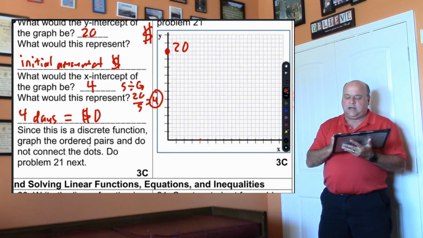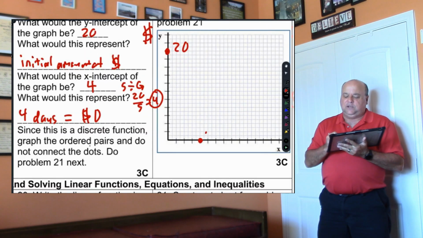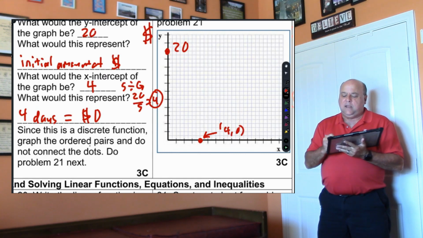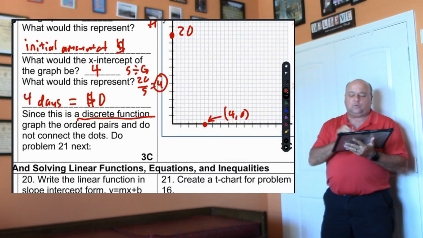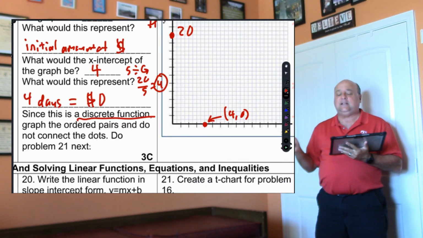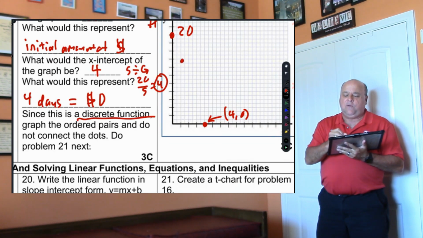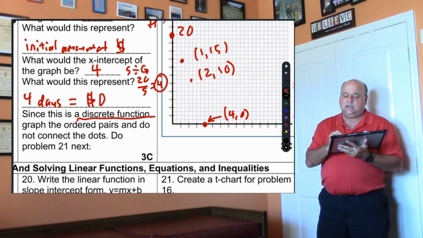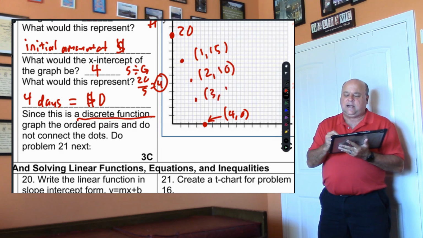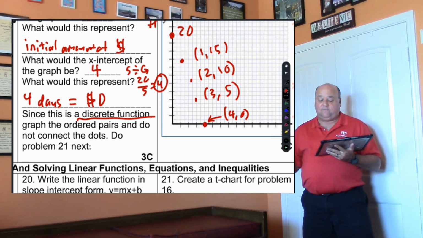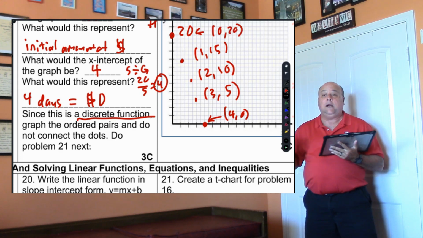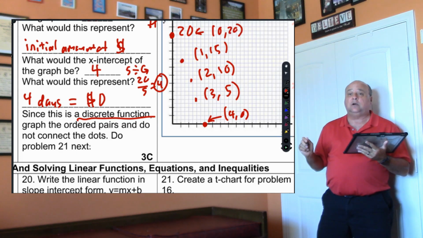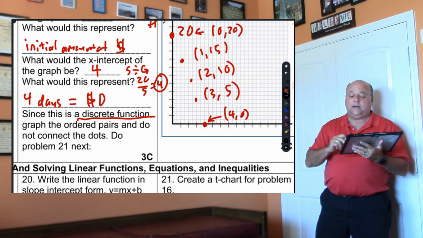So let's put a dot at the 4. And this right here would be 4, 0, right? Now then, she is not going to constantly spend her money. So if you read this, it's a discrete function, so we will not connect the dots. This will be 1 day. After 1 day, she's going to have $15. After 2 days, she's going to have $10. After 3 days, she's going to have $5. And at 4 days, she'll have what? $0. And this ordered pair right here would be 0, 20, right? At 0 days, she has $20. So this right here would turn into our domain and range, wouldn't it?